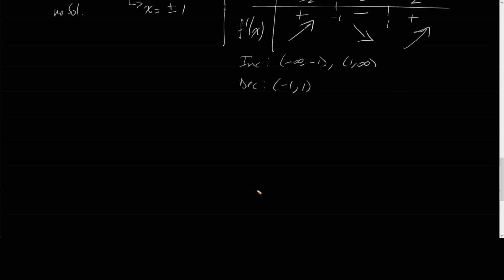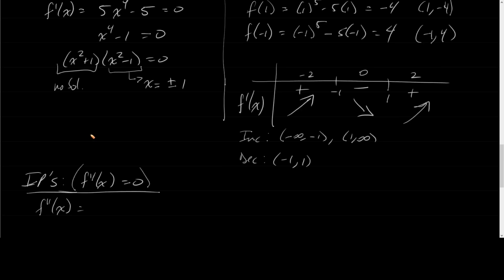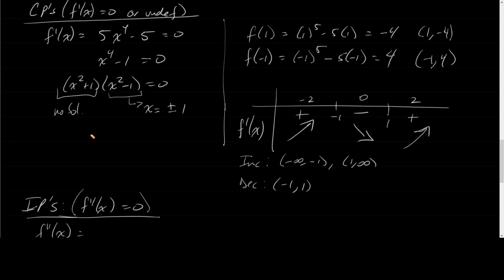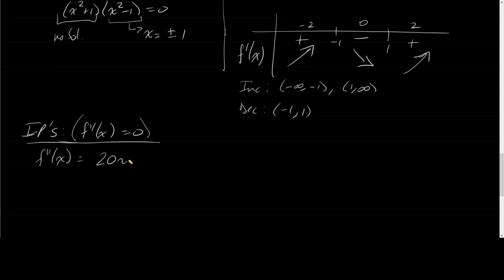All right, so now let's do inflection points. The inflection points are where f double prime of x is equal to 0, right? And let's figure out what f double prime of x is. Well, what was f prime? f prime was 5x to the fourth minus 5. So the derivative of that is going to be 20x to the third.